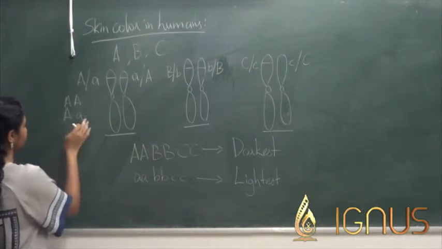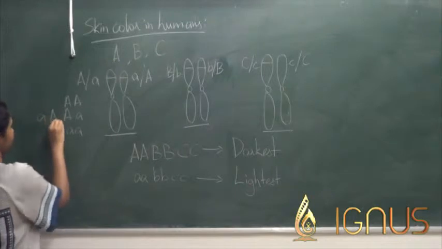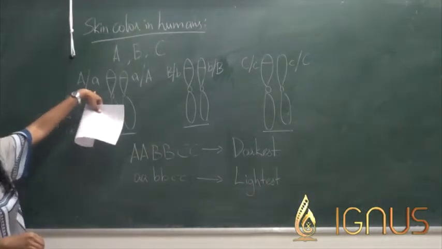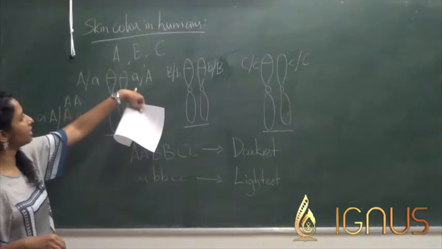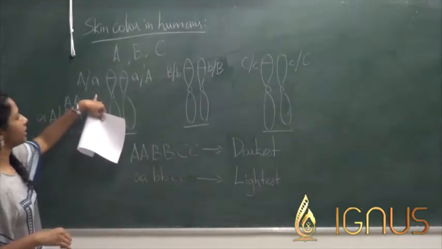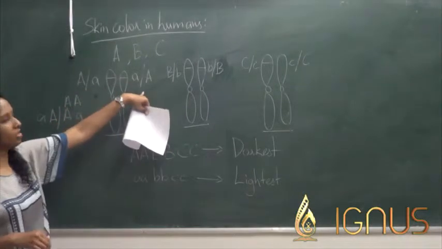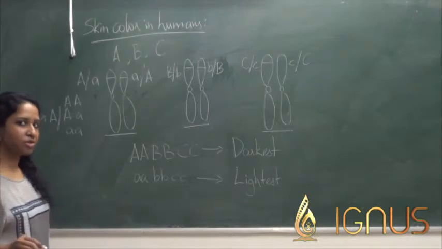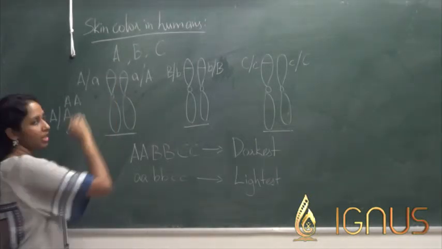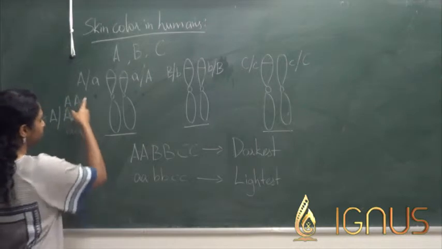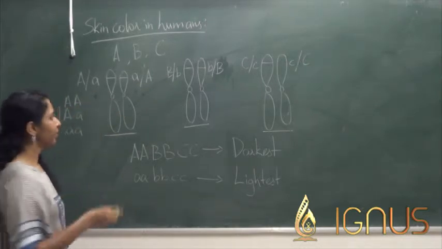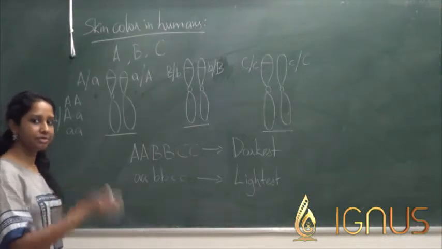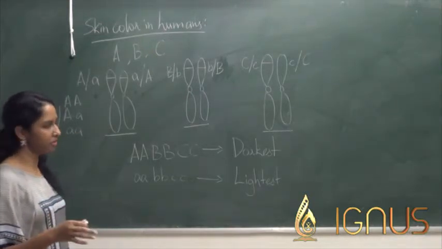Okay, and these can differ, as in it can have a dominant A allele here and a recessive a allele here, or a recessive a allele here and a dominant A allele here. But these are a homologous pair of chromosomes, and therefore they have a specific locus at which both of the alleles are present. And like I said, all three genes are present on three different homologous pairs of chromosomes.